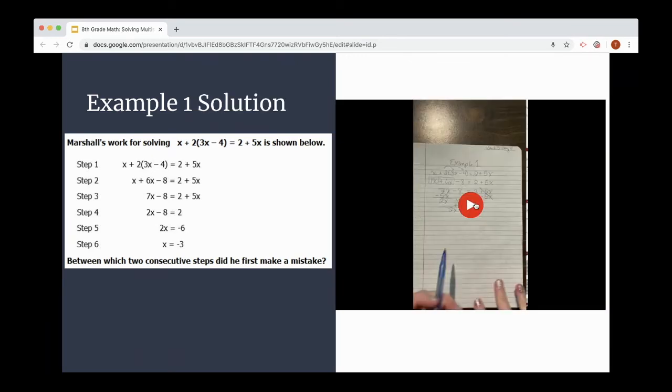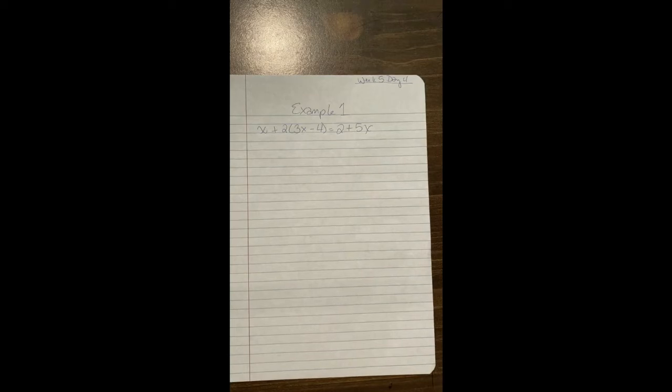Let's go ahead and look at our solution. All right, let's look at example number 1 from day 4. So here we're getting into multi-step equations that can include distributive property, combining like terms, variables on both sides, or all of the above. All right, so with this problem, it says Marshall's work for solving this equation is shown. They want to know between which 2 consecutive steps did he first make a mistake.